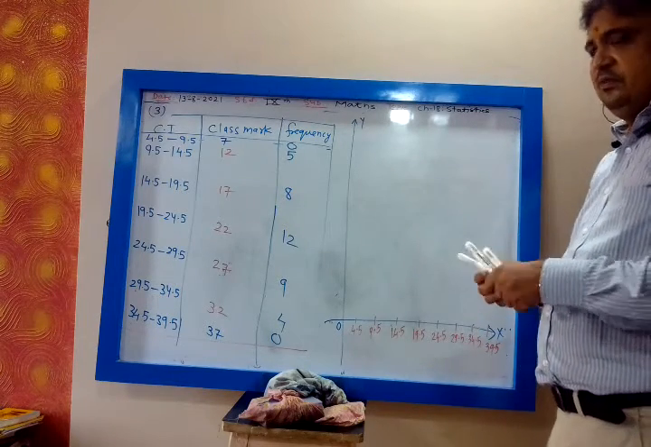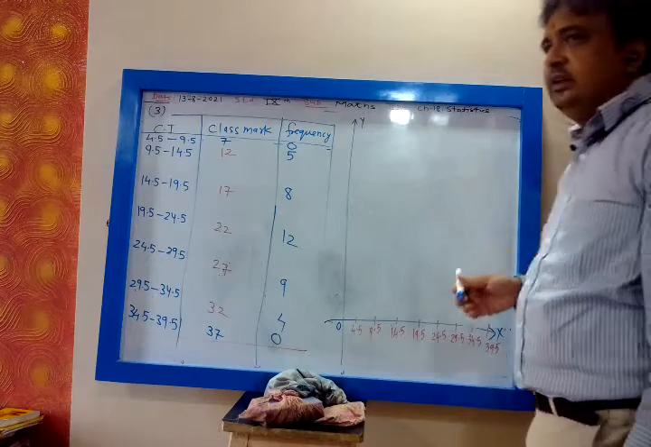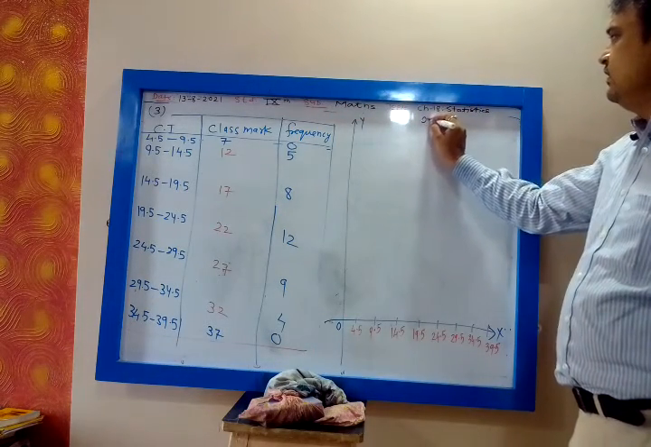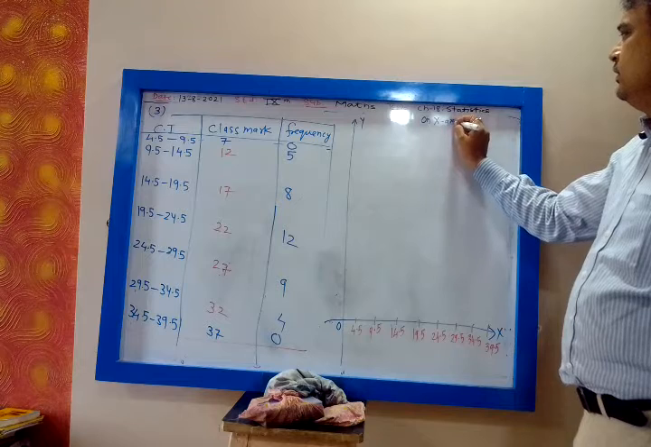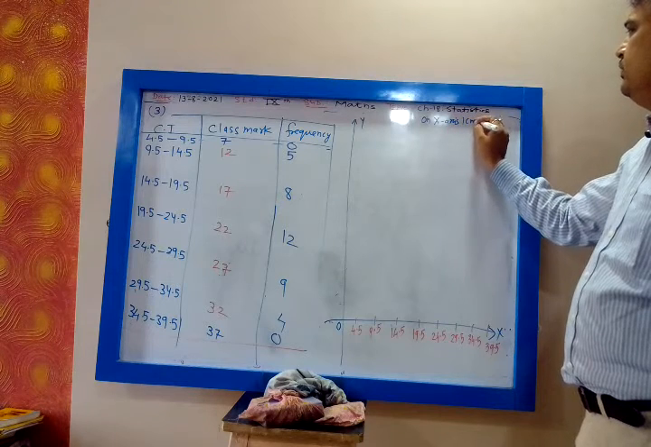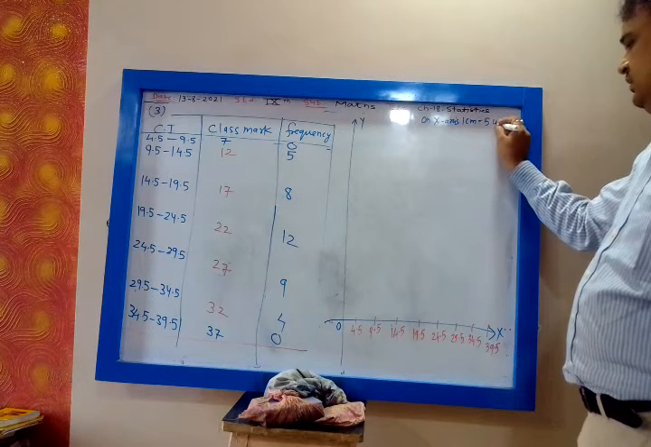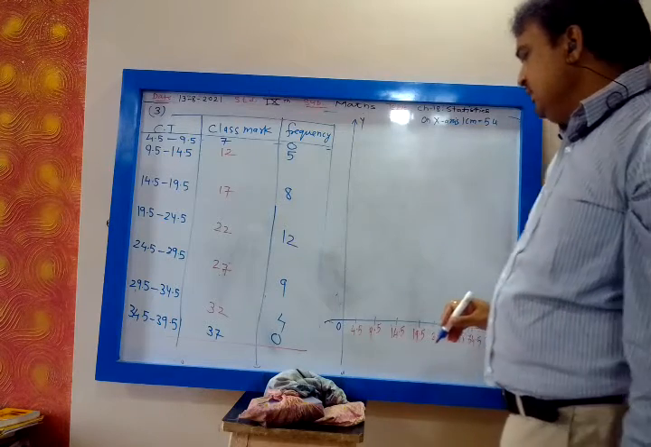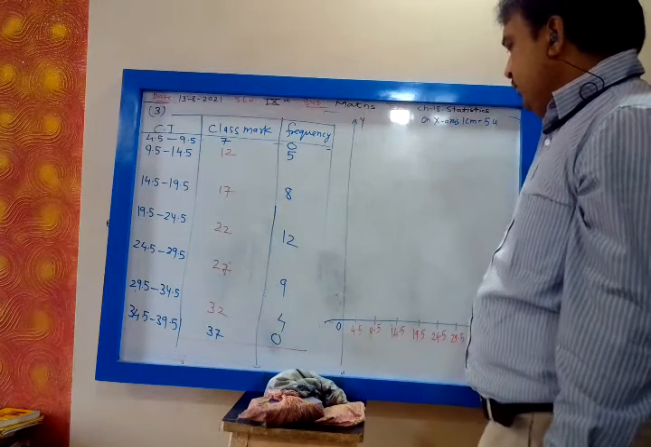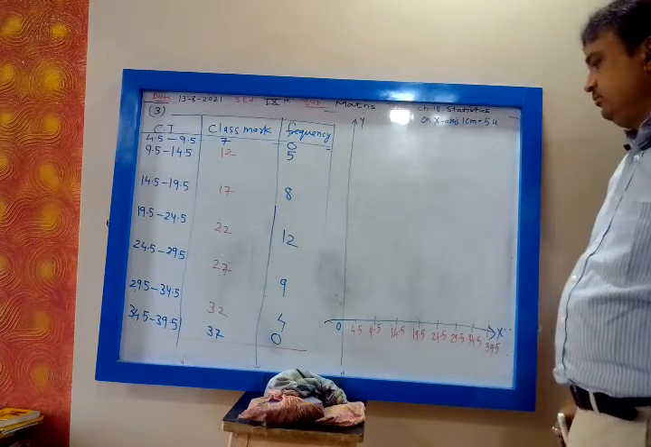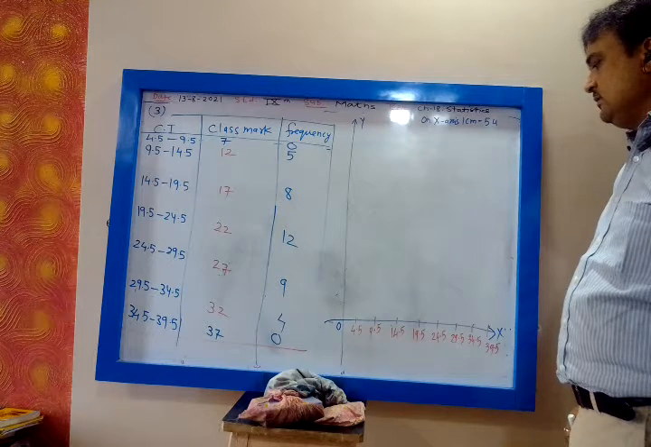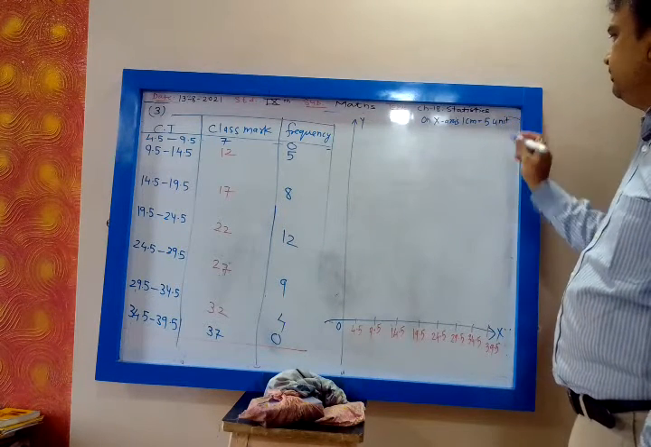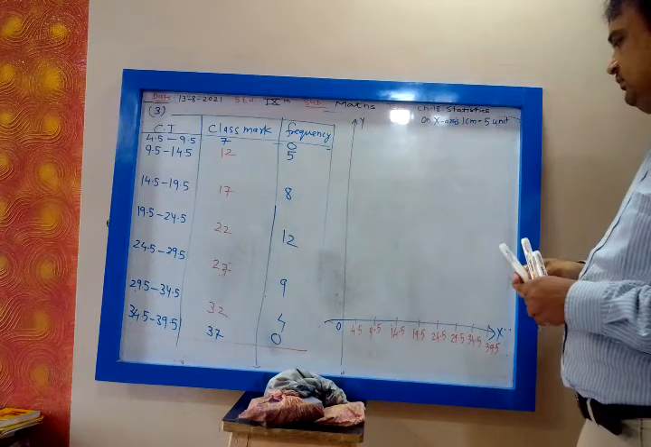What is the scale on x-axis? Yes, on x-axis, 1 centimeter is equal to 5 units. 1 centimeter is equal to 5 units.